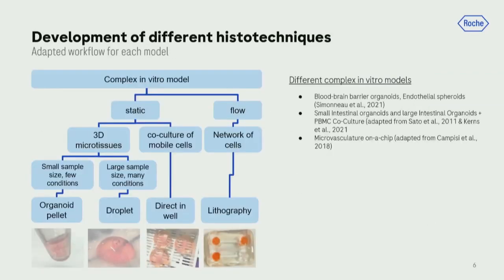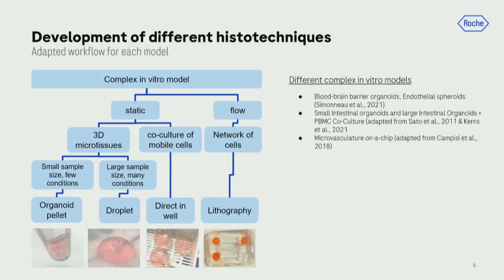So how do we get from your in vitro system to your H&E images? This is a schematic to guide you through what you can apply for different techniques. And just as a backup, we started with the models that we already worked with in-house at Roche. We worked with different organoids and spheroids that are already published, also with intestinal organoids, co-cultured models, and also microvascular on a chip. So we really have a wide range of different systems.